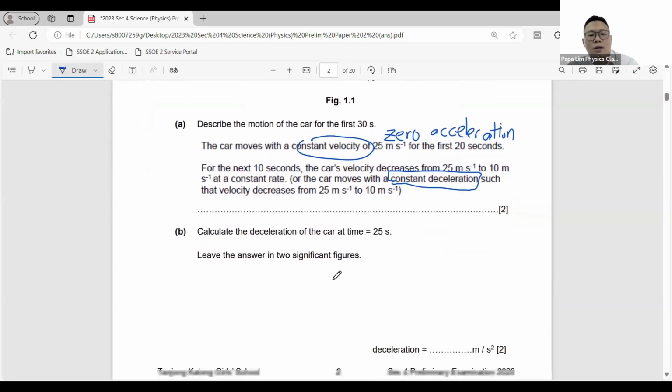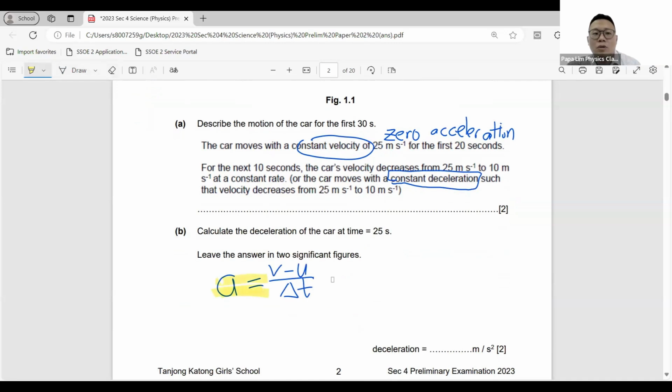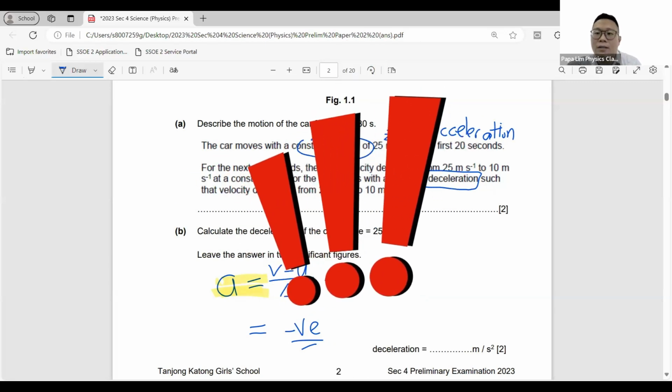For deceleration, 25 meters per second. I will not go through the question here because it's fairly straightforward. But one thing for all students to take note of: if you are using the formula a = (v − u) / Δt, which is final velocity minus initial velocity, remember this formula gives us acceleration. If you're looking for deceleration, you will be expecting a negative sign in this answer. But that is acceleration. So if I want deceleration, remember to remove the negative sign to present it correctly.